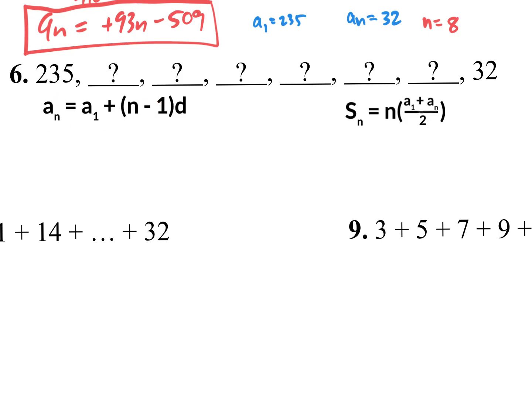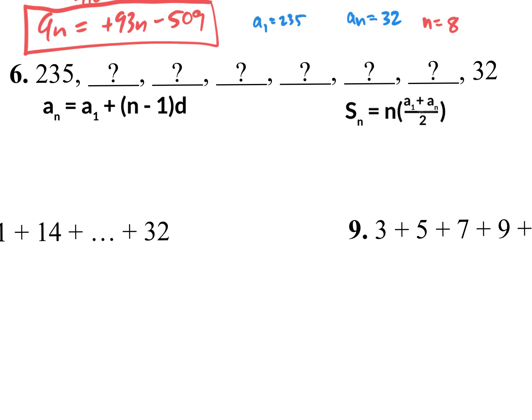Okay, so what would I need to know in order to get this next number? The difference, the common difference. So if the common difference was negative 10, you would say 235 minus 10 would be 225, minus 10 would be 215, and you keep going until you get to 32. But the thing is, we don't know the common difference.